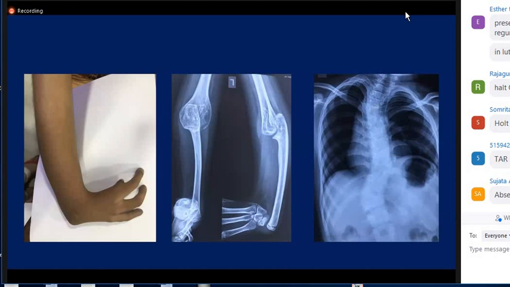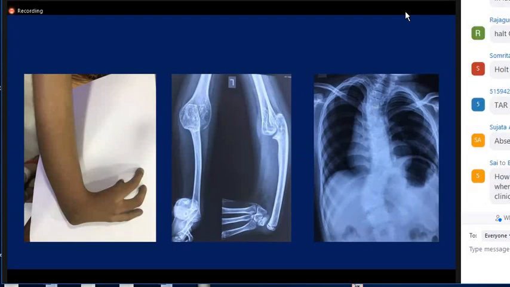TAR is thrombocytopenia and absent radius. It is absent radius and fingers, you can see that, and spine deformity associated with atrial septal communication. It is an autosomal dominant disorder.